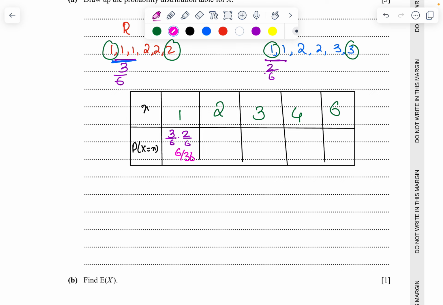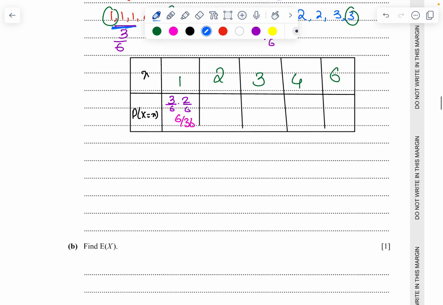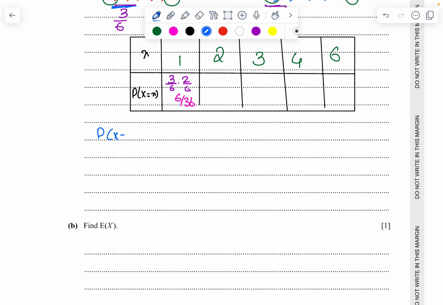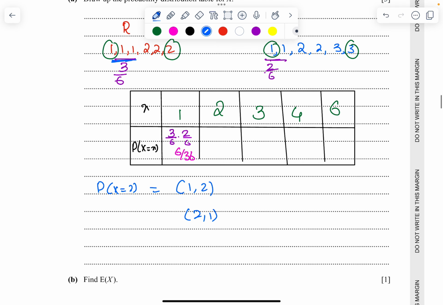Now the probability of getting 2. How can I get 2? It can be 1 comma 2 or 2 comma 1. 1 comma 2 is 3 upon 6 times 2 upon 6. 2 comma 1 is 3 upon 6 times 2 upon 6. So which is going to be 12 upon 36.